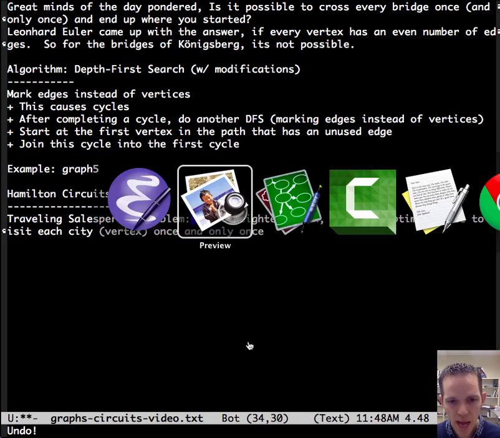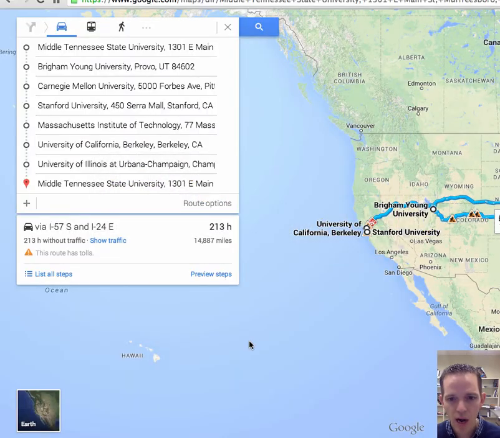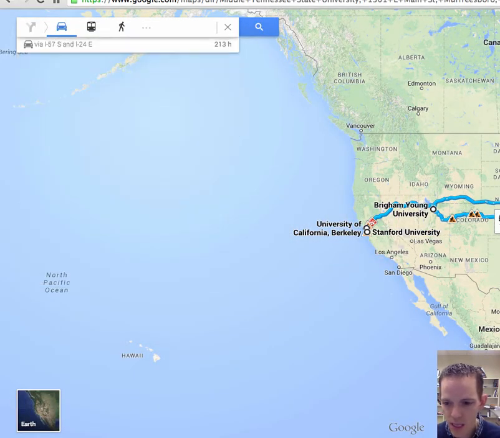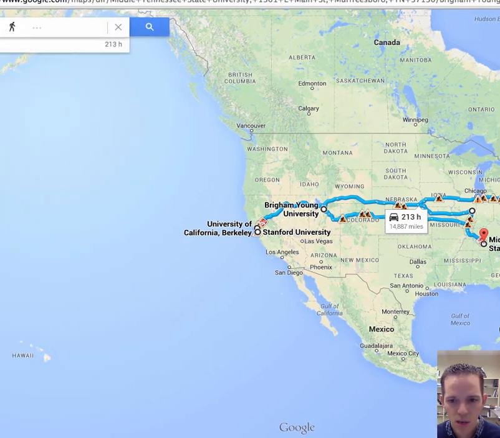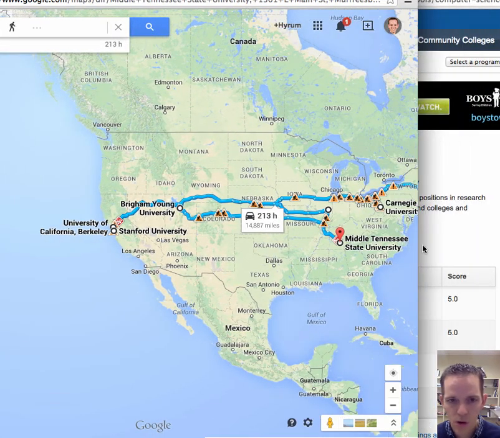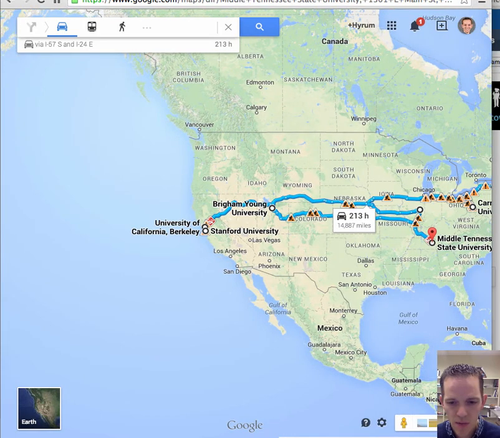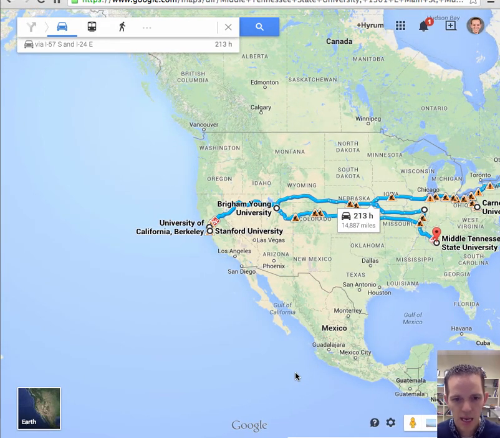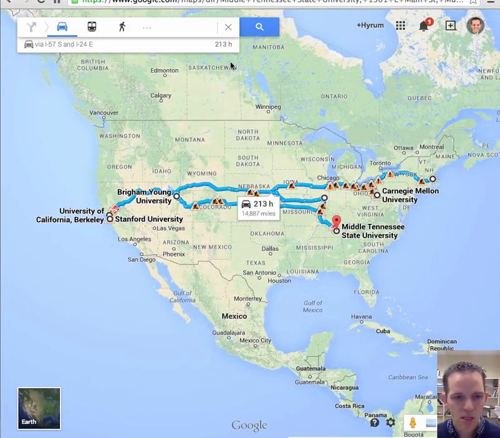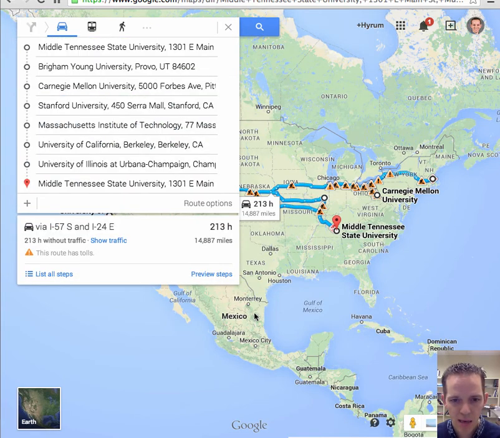So let's imagine that you are considering graduate schools. You've come up with a list of some of the best graduate schools in the nation, and over break, you're going to visit them. You're trying to be efficient because it's going to cost a lot of gas money to visit them all. And so you have this path here.